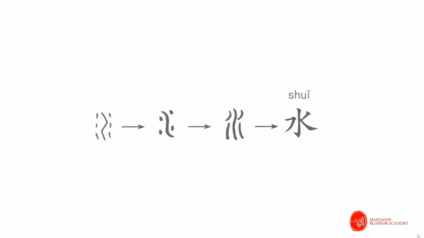Now let's look at our first character. It looked like a mountain stream, representing the shape of the flowing water. And this is the modern form. 水 means water. Now you can trace it or write it down.